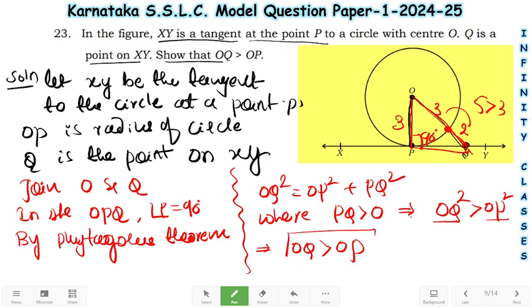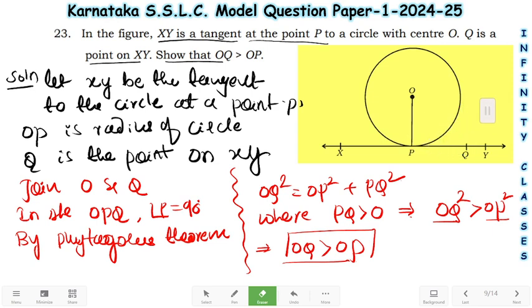It means OQ is greater than OP. So this is the proof of this one. I have taken 3 and 2 just for example purpose, for your understanding. The only thing is that we have to join this OQ. Observe here, this is the radius. If you extend here, this OP is less than this OQ. Therefore OQ is greater than OP, we can say. Hence the proof of this problem.